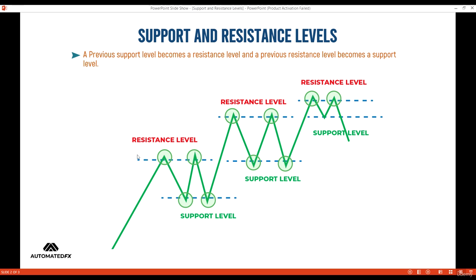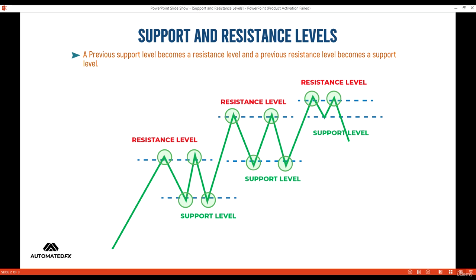So if, for example, we have this level as a resistance level, and then the market breaks it and goes up and then starts to retrace again, there is a high probability that the market will act or change direction when it comes to this previous resistance level. So this previous resistance level has turned into a new support level. Now we have this as a new support level and this as a new resistance level. Then it breaks again, we also have this as a new support level, and the new level it has created as a new resistance level.